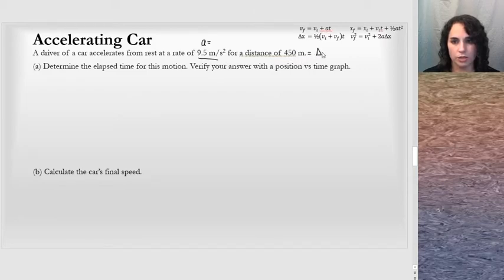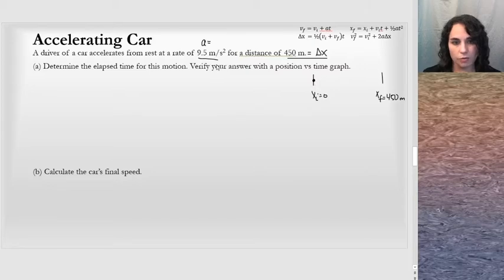And I'm going to note that that's the displacement, okay? It seems to me, and you can draw a picture for this. This is something that you could do. There's an initial position. There's a final position. X initial is 0. X final is 450 meters.